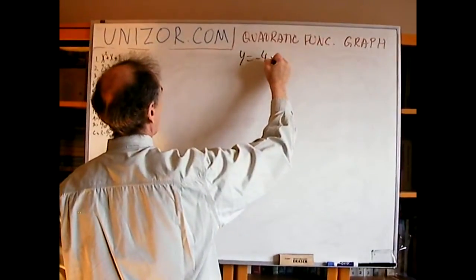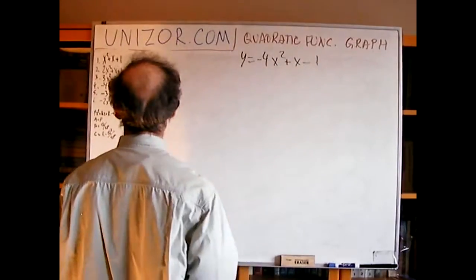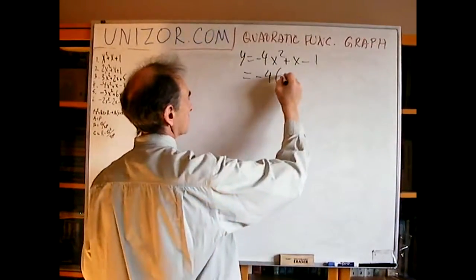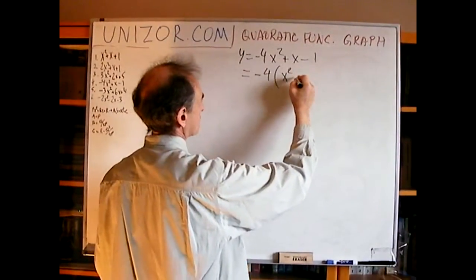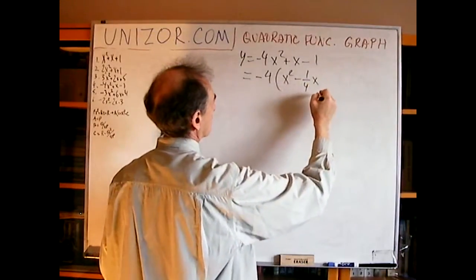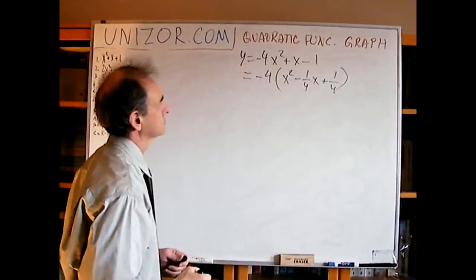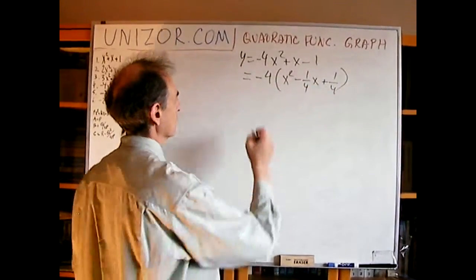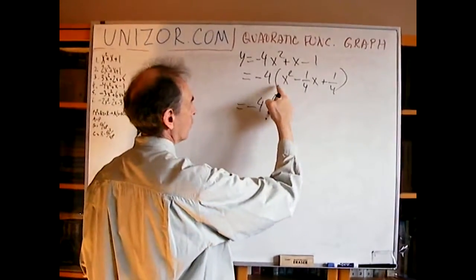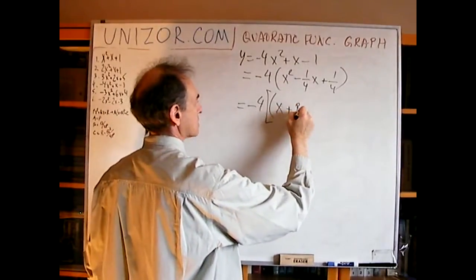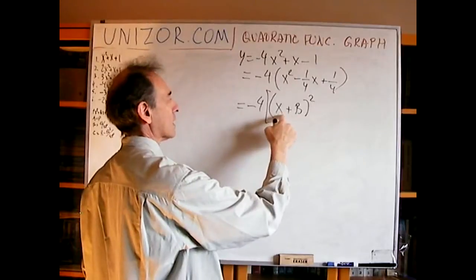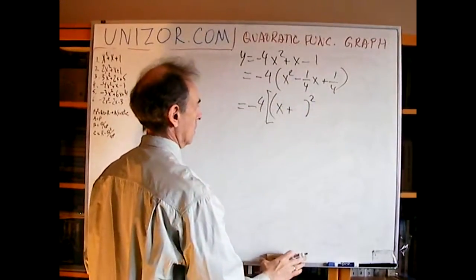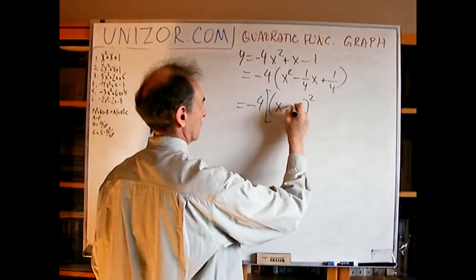y is equal to minus 4x squared plus x minus 1. Okay, equals minus 4 outside, factor out. What's left? x squared. This is minus 4, this is plus, so it would be minus 1/4 x and plus 1/4, right? Minus 4 times minus 1/4 would be 1. Minus 4 times plus 1/4 would be minus 1. Equals minus 4. Now, what is it? It's x plus b squared, right? Now, x squared. Now, we will have 2xb, and we will have to have minus 1/4. So what is b? Well, b should be equal to minus 1/8, right?